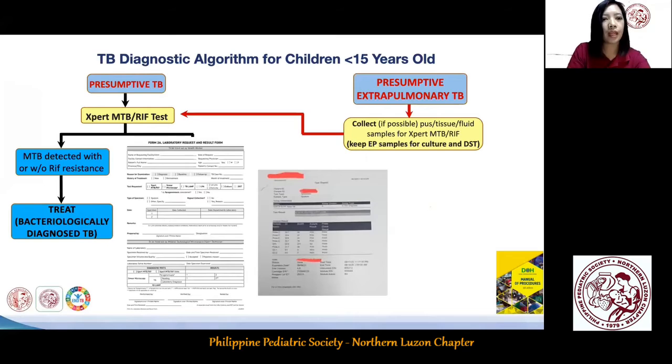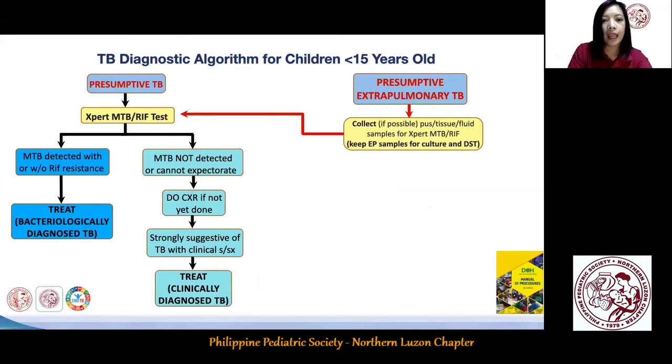Okay, so let us go back to our algorithm for children less than 16 years old. So if you detect Mycobacterium tuberculosis in your Gene Expert, you treat this patient as bacteriologically diagnosed TB. And these are examples of your request form and result form. The one here on the right is an actual result form, and it will state there MTB detected or not detected, and rifampicin resistance detected or not detected.